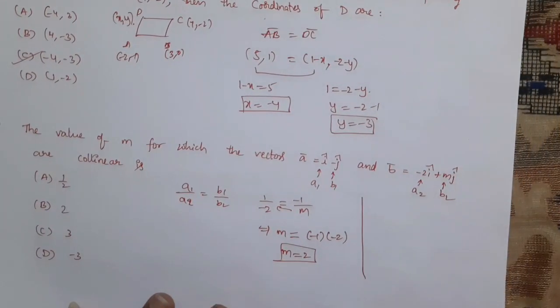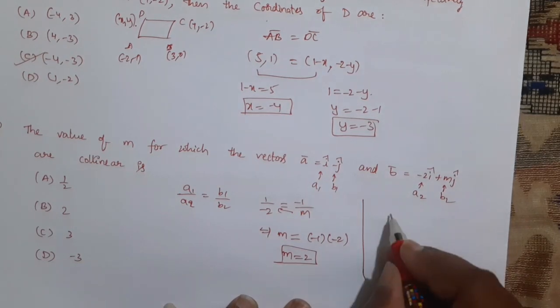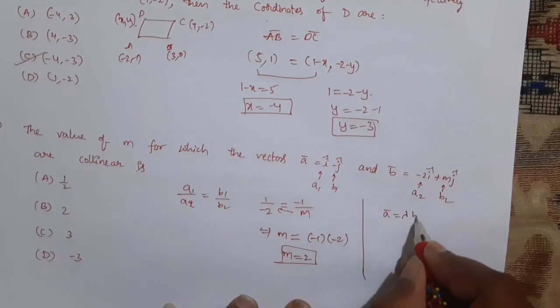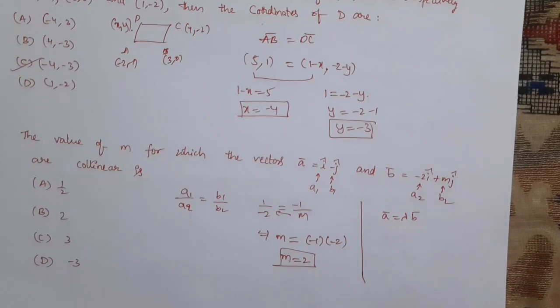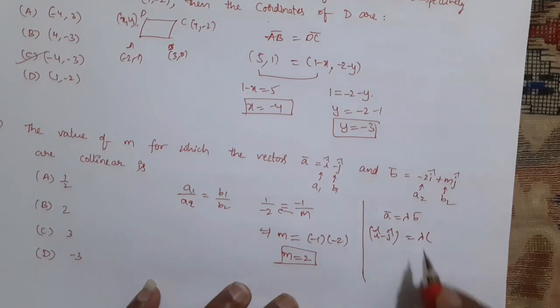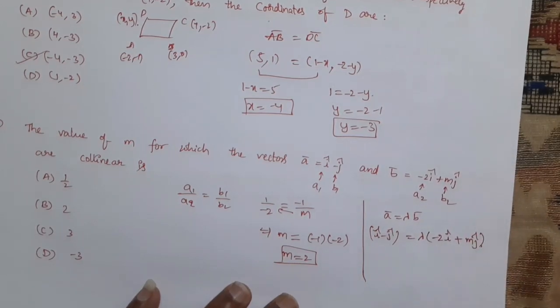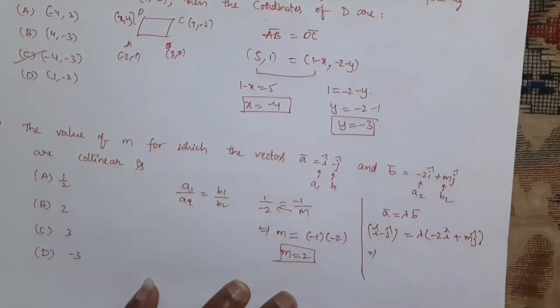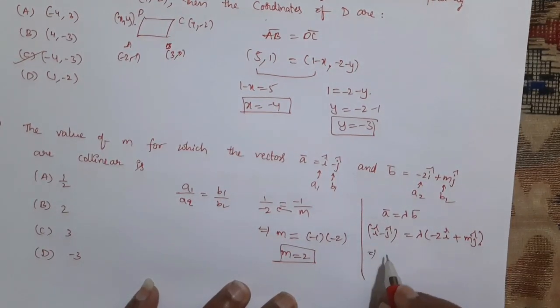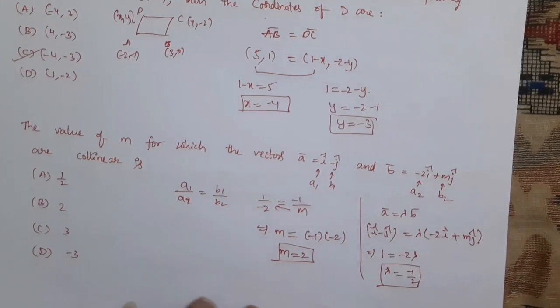Another method you can follow: whenever these two are collinear, a bar is equal to lambda into b bar. What is a bar? First vector i cap minus j cap is equal to lambda into b bar, which is -2i cap plus mj cap. If we equate these two, you will get the i cap constant, which is 1, equal to -2 lambda. That means lambda is equal to -1 by 2.